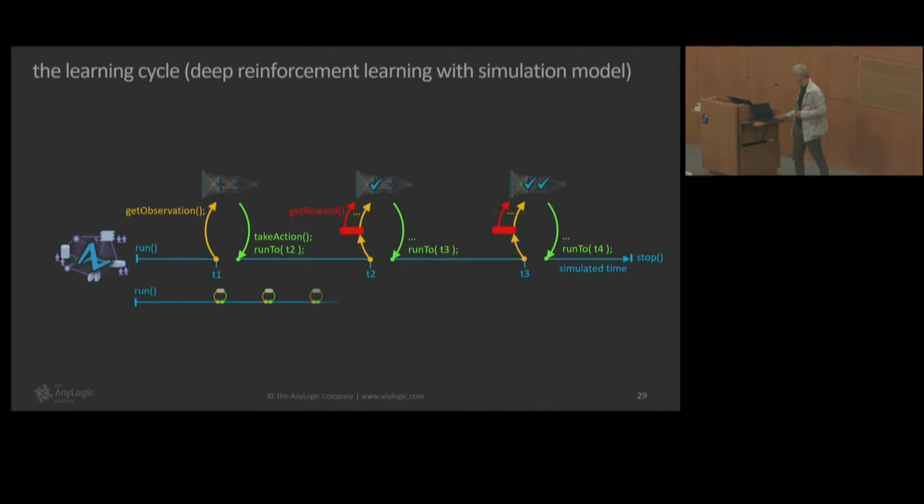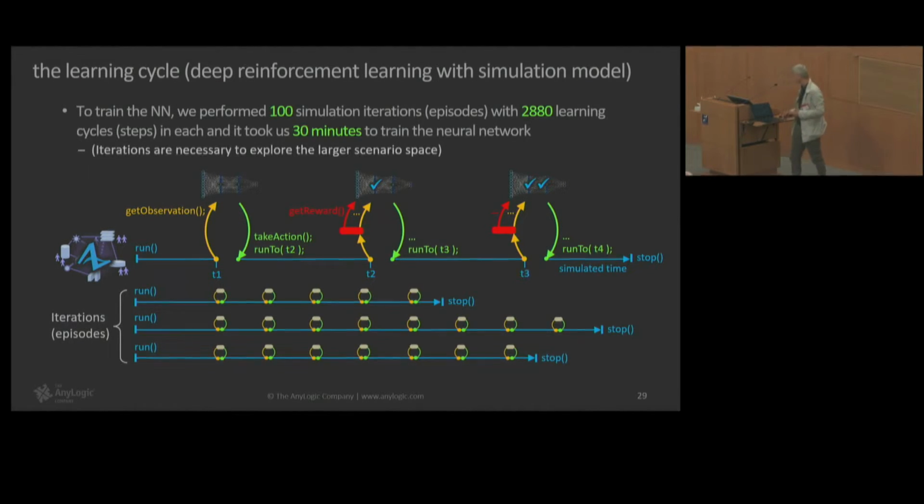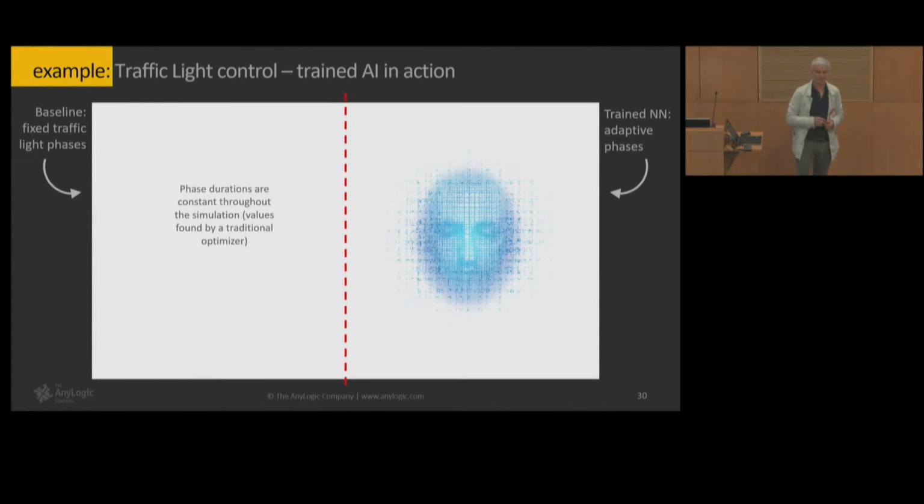And we do multiple runs. So for this particular model, we did 100 simulation runs, which are also called episodes. Is that an AI term, episode, right? So 100 episodes like that, each having almost 3,000 learning cycles. And this is obviously learning cycle. We ran that for 30 minutes, which is a very small time for learning in the AI world. And let's see the results.